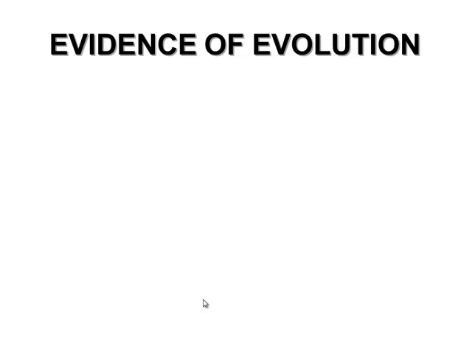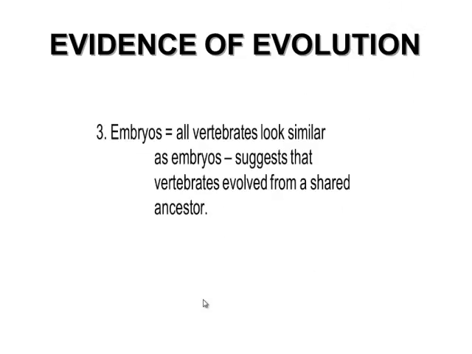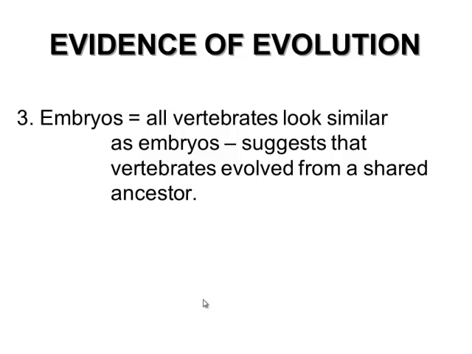Alright, so our next piece of evidence for evolution, piece number 3, is embryonic development. Now, when we look at vertebrates, all of our embryos are the same. This is highly suggestive that all vertebrates evolved from a shared ancestor. If we didn't have some similarities with each other, why would we all look the same?